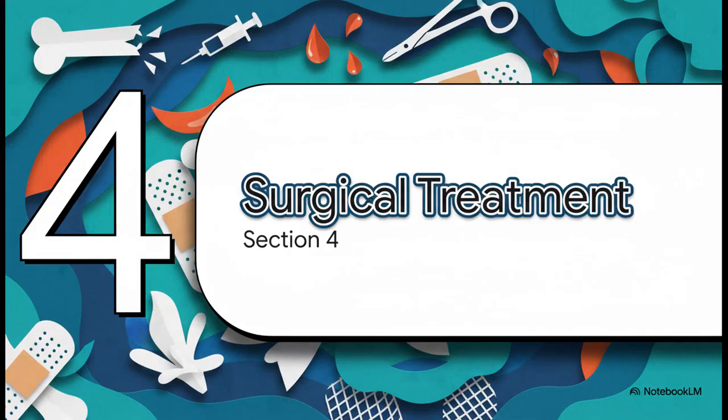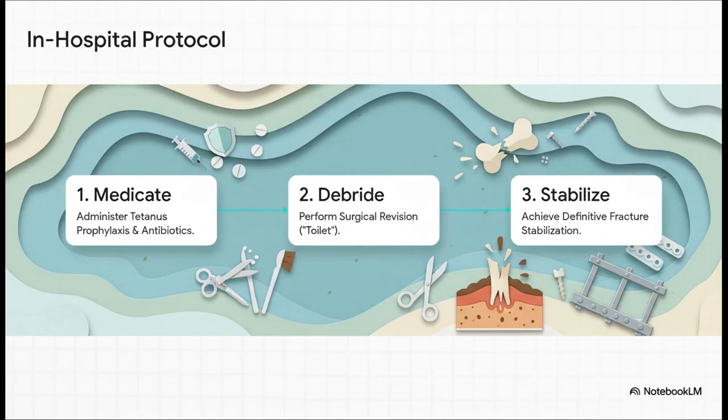Okay, the patient is stabilized and in the hospital. Now we shift gears from damage control to the main event, definitive surgical treatment. This is where the real battle against infection and for stability is won or lost. The in-hospital protocol really stands on three pillars. First, the medical side. Get the tetanus prophylaxis and the right IV antibiotics on board. Second, and this is the absolute cornerstone of treatment, perform a thorough surgical revision. You might hear some old-timers call it a toilet, but we're talking about a radical debridement. And third, achieve definitive stabilization of that fracture.